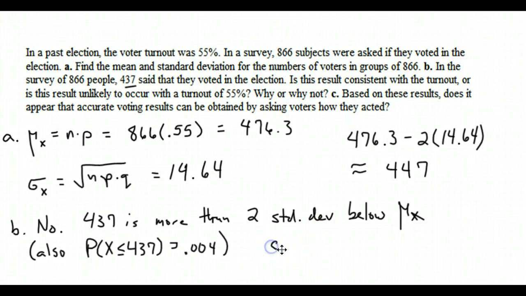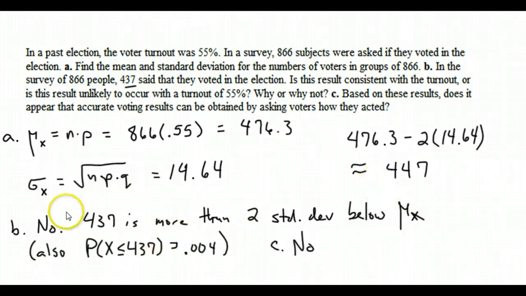And then C, based on these results, does it appear accurate that voting results can be obtained by asking voters how they acted? No, you can't, but what we're going to do in the future is question the validity of that percentage. If I saw this number this low, that would seriously make me think there's something wrong with this, under the assumption that these people are telling the truth. That's what C is getting at, though. It's probably not a good method to just ask people, did you vote?